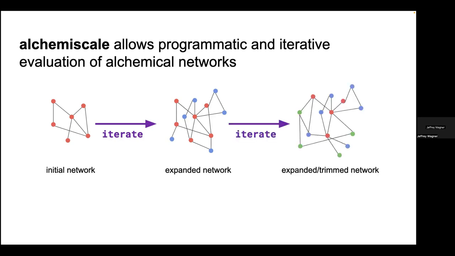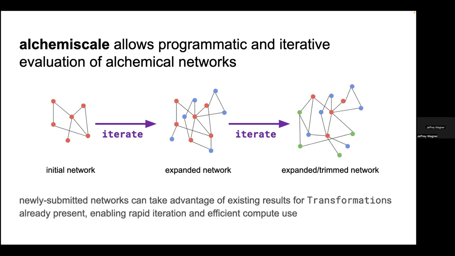Let's say you decided later you actually just want to trim your network. So you remove some nodes and transformations you calculated previously. They're still in the database, but you're just submitting a network that is a trimmed and expanded version of a previous one. Again, it will share results for transformations that are in common. So this capability of being able to take advantage of existing results for transformations that are already present really does enable rapid iteration and efficient compute use. You don't have to start from zero every time. You can do smaller deltas and iterate, or very large deltas.